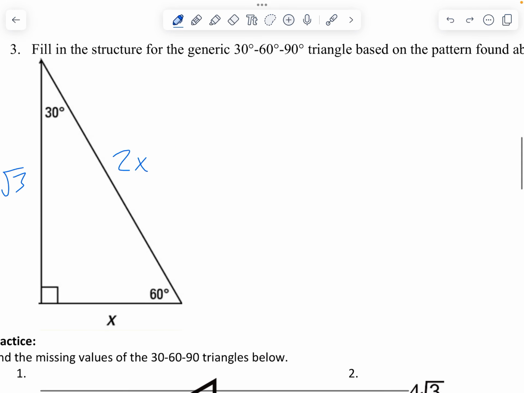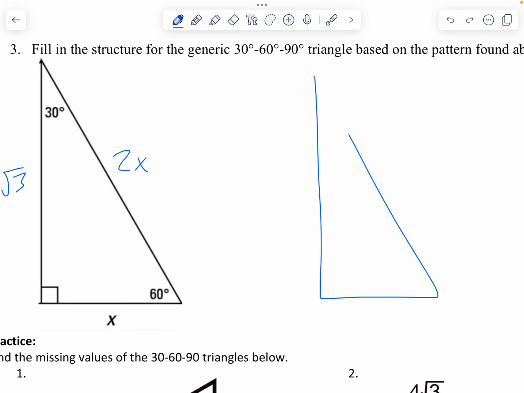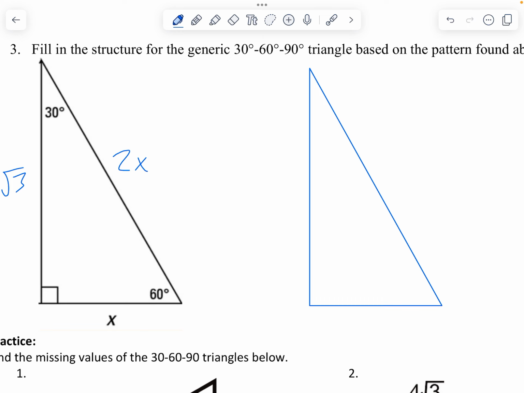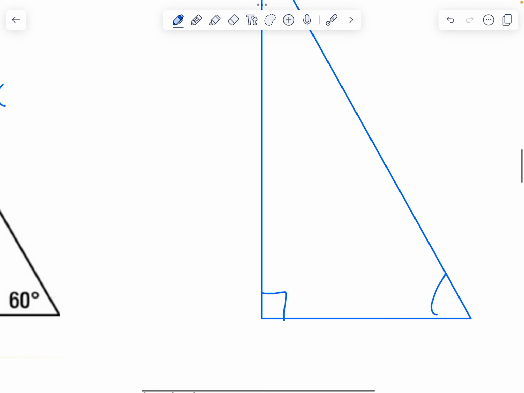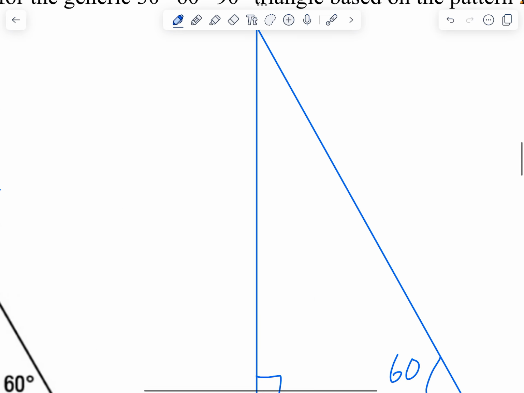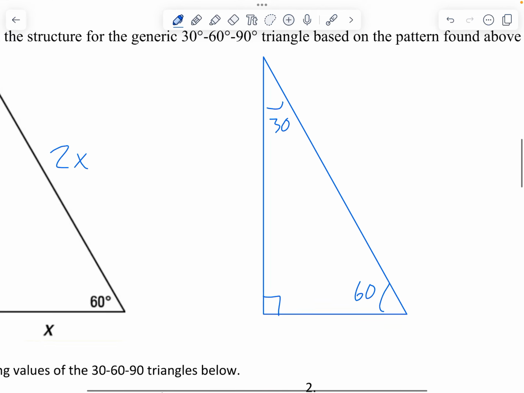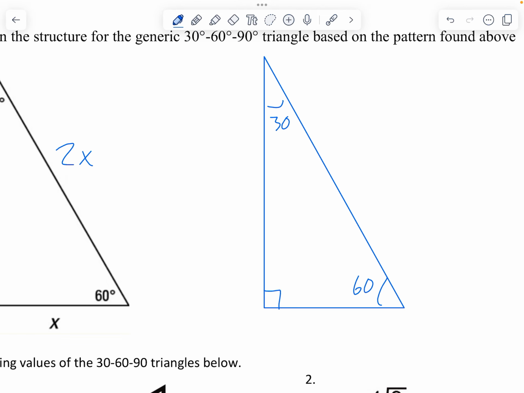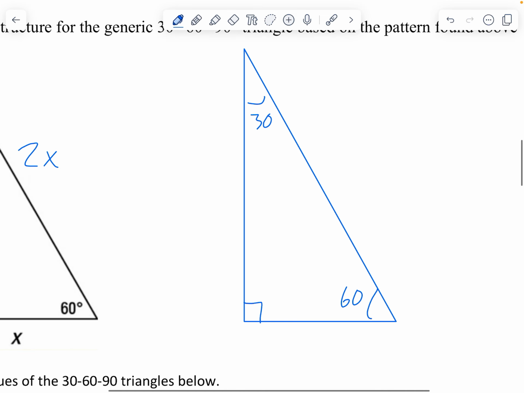So again, just like with yesterday, if you know that your angles are 30, 60, and 90, and you know one of your sides, then you can fill in any of the other sides. So I'm just going to make up some numbers here real quick. So if this is 7, this is 14, this is 7 radical 3, okay?